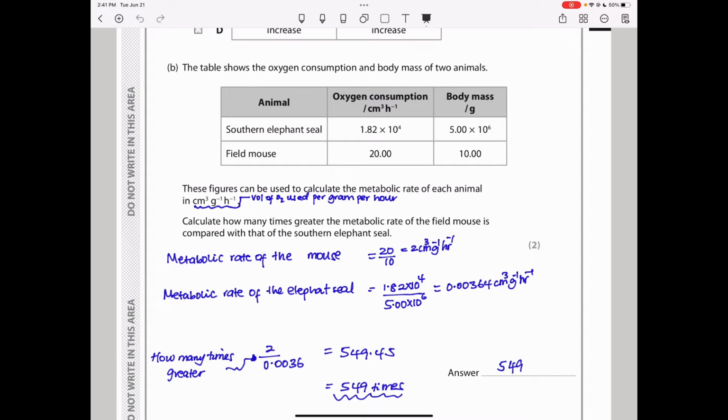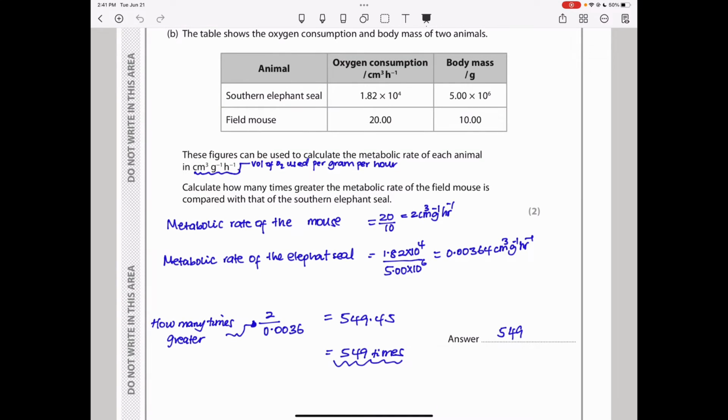If we compare the two, you can see that actually the mouse has a higher metabolic rate in comparison to the elephant seal. So how many times higher is that metabolic rate? So divide the metabolic rate of this by the metabolic rate of that, and we get 549.45. Usually, it's better you give the answer to significant figures, referring to those that were already given. If you see here, we can see 1.82, 5.00, so we can try to stick to that. So giving a whole number is going to be better in this case, and since we cannot round off the 4, just say 549 times.